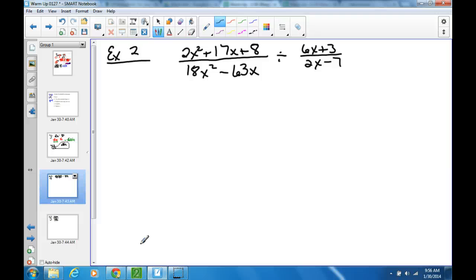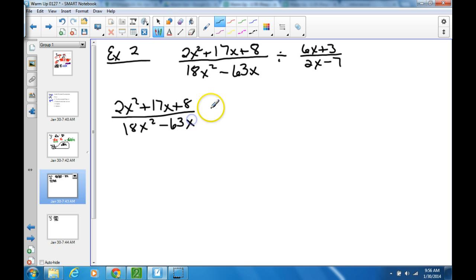Go ahead and write it down. Okay, step 1 was what again? Flip the second one. So I'm going to write the first one out again. Times, and then it's going to be 2x on the top, minus 7, and 6x plus 3.